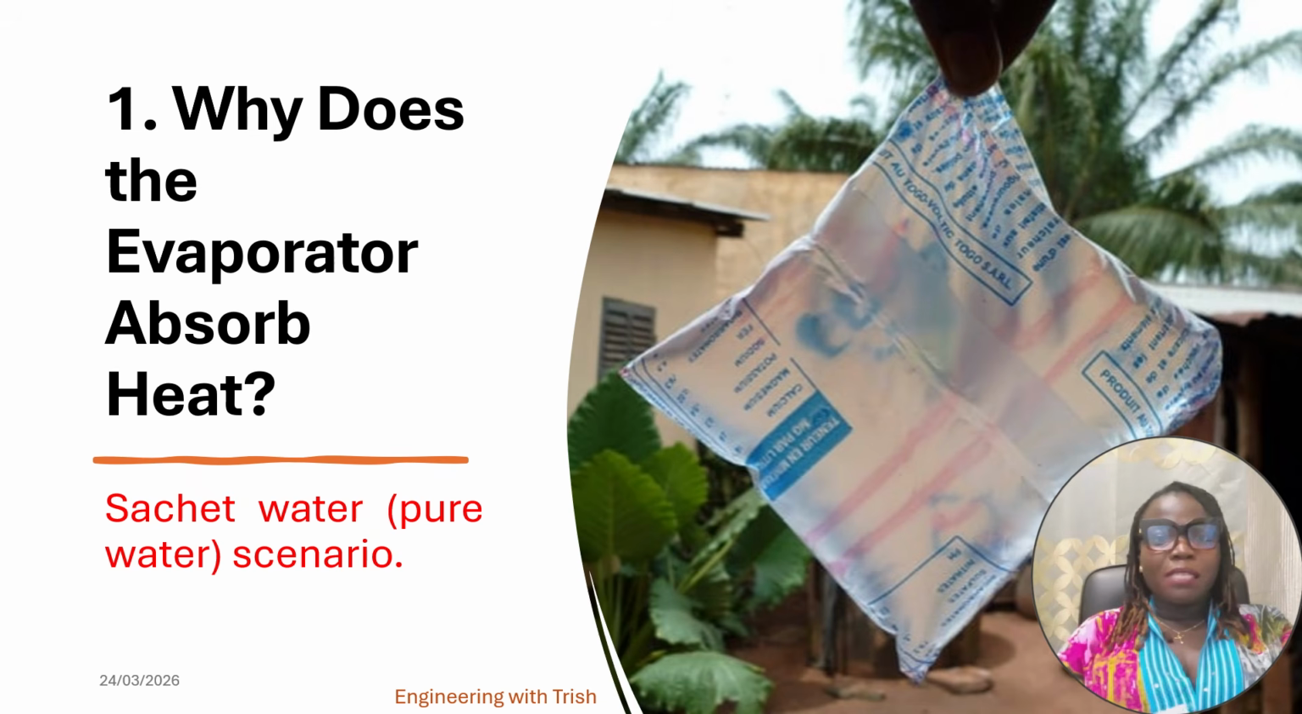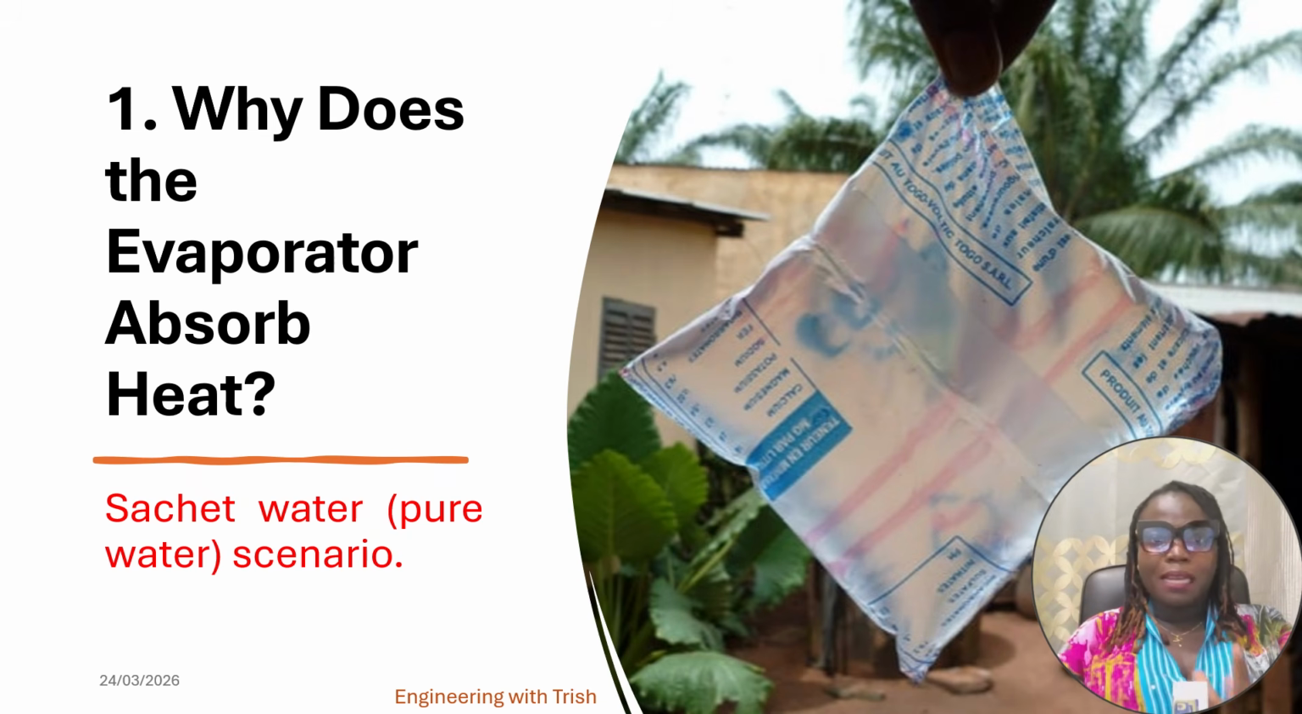Now, to answer the question about how a refrigerator removes heat, I will use the sachet water, what we call pure water, scenario. Let's assume you have a sachet of water at room temperature, between 26 to 32 degrees Celsius, let's say 26 degrees Celsius. You open your fridge, put the sachet of water there, and come back after 30 minutes, and you realize the temperature is no longer 26, but 20. So what happened?